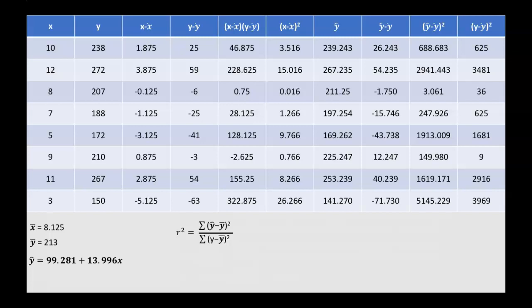So if we sum up y hat minus y bar squared, we'll end up with 12,708. And if we sum up our last column, y minus y bar squared, we get 13,342. So to find our r squared, the coefficient of determination, we divide those two amounts and we get 0.9525.